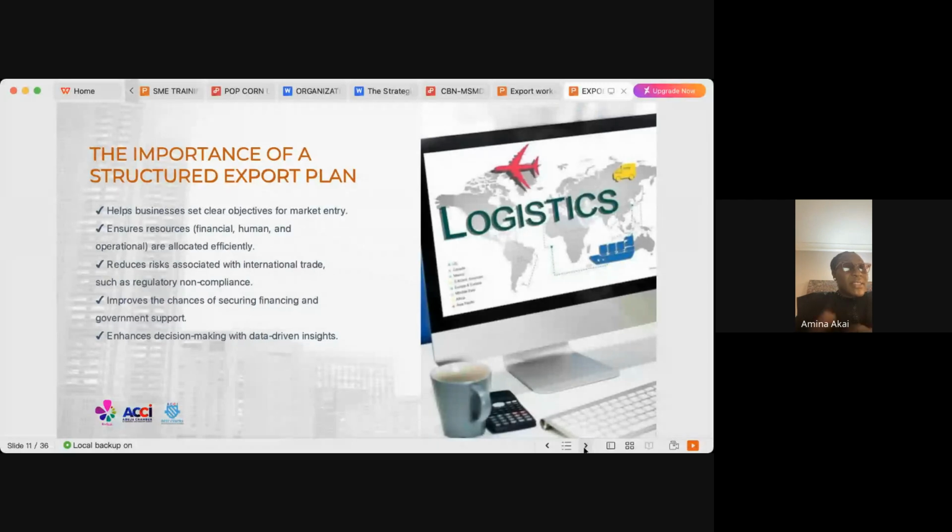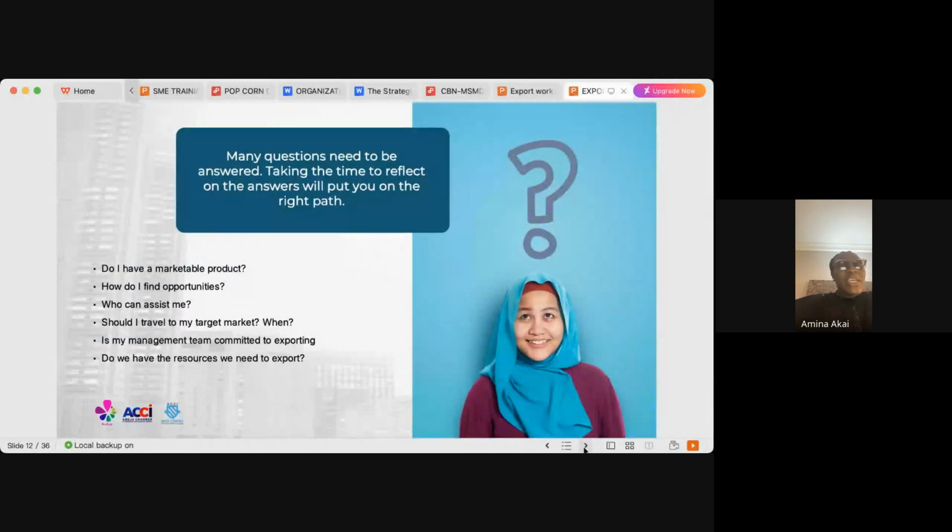It also enhances decision making with data driven insights. So you have a plan, you know how much you need, you know how much of your product you need. You can start small. You can say, I'm going to start with 1 pallet of my product. I'll export it today. And then you agree with your, well, before then I'm sure you already have a middleman or a supermarket or whoever is going to buy from you.